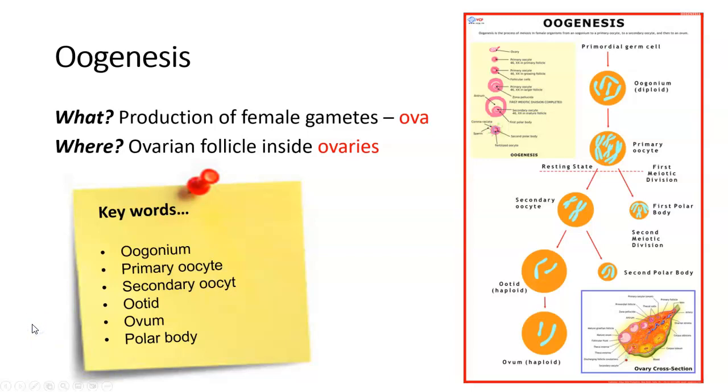This is the second video in a series looking at gametogenesis. In this video, we're going to be looking at the process of oogenesis, which is the production of the female gametes known as ova. This process occurs in the ovarian follicular tissue, which is found inside the ovaries. Key words associated with today's lesson are oogonium, primary oocyte, secondary oocyte, ootid, ovum and polar bodies.